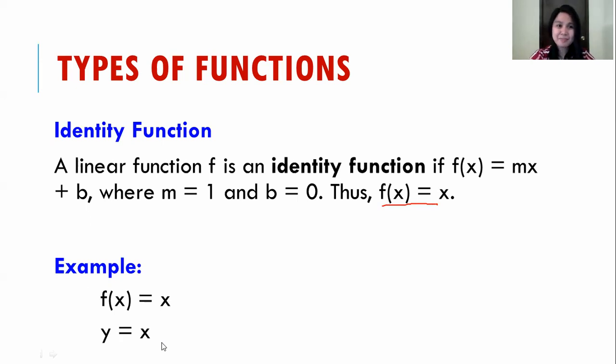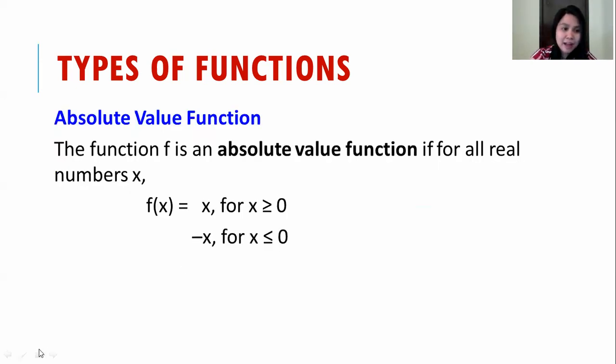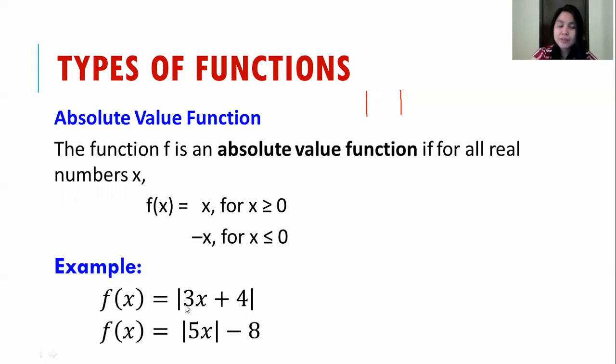The next type is the absolute value function. Now, what is in the absolute value function? You will see the variable inside the absolute value bars. Example, here, absolute value of 3x plus 4. The other one, absolute value of 5x minus 8.